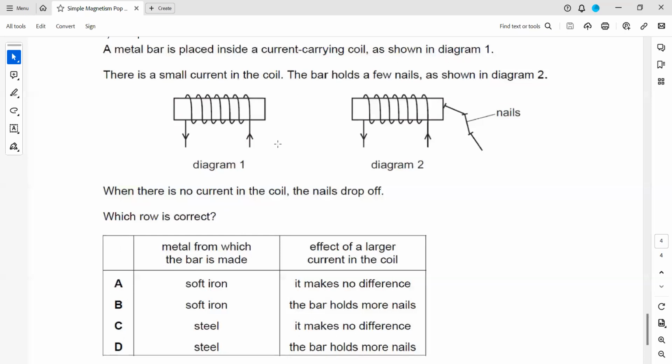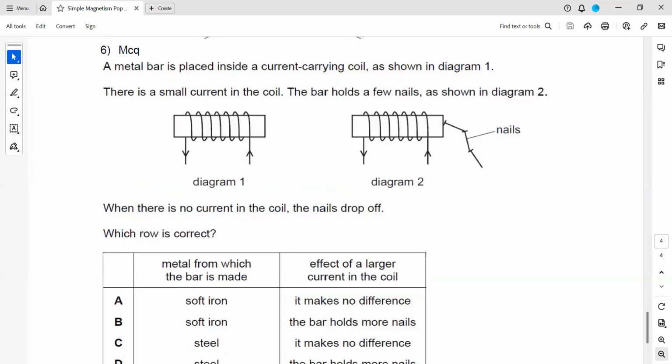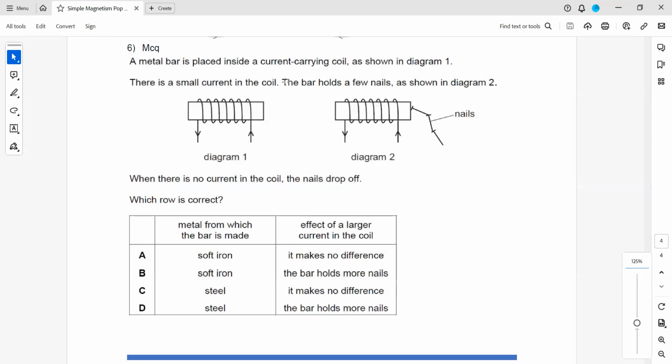Then a bar magnet is placed inside a current carrying coil as shown in diagram 1. There's a small current in the coil and the bar holds a few nails, as you can see in diagram 2. When there is no current in the coil, the nails drop off. Which row is correct? It means this material behaves like a magnet when there's a current, or an external magnetic field. Once there is no magnetic field, it loses its magnetic properties.